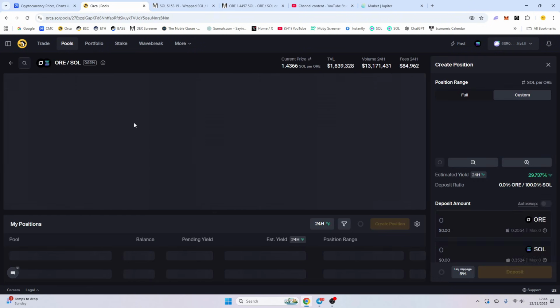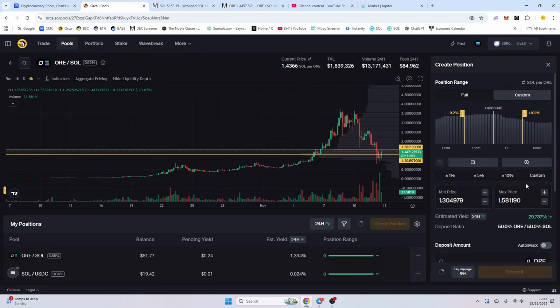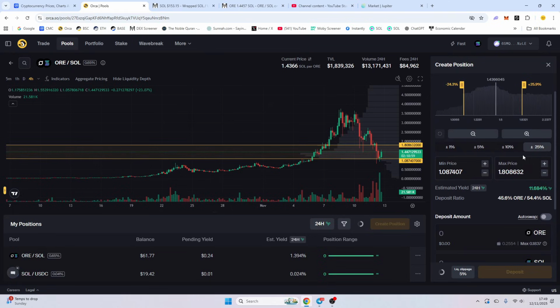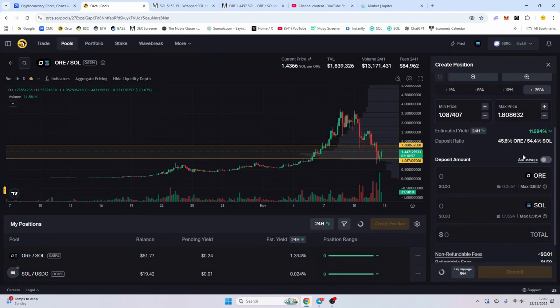So let's go with ORE. So there was a USDC pool. So this time I'm going to go in with 25%, for example. And if you wanted to get fancy, you can do it on support and resistance. But for now, I'm just going to do it at this level. This way, we should stay in range overnight.